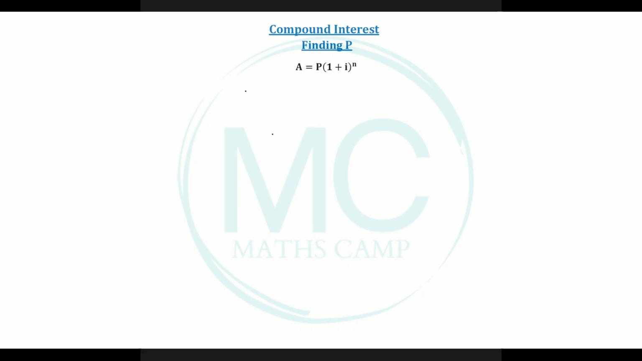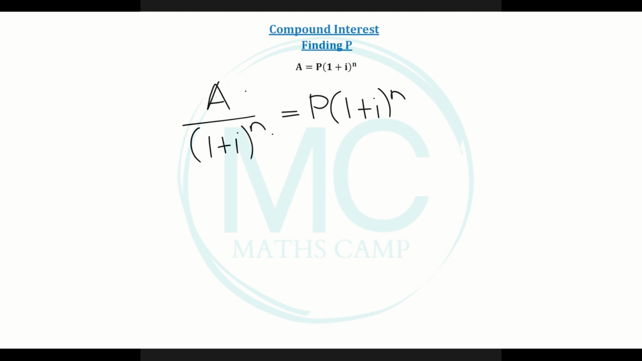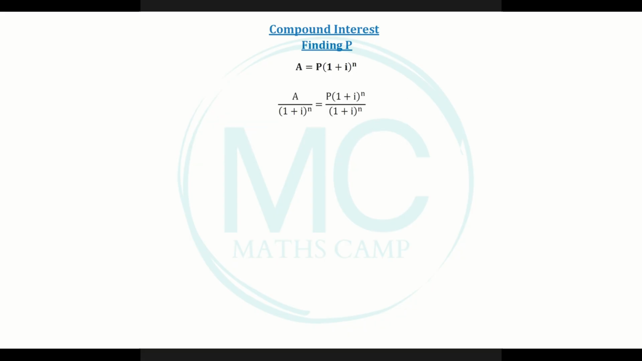To get P by itself, all we have to do is to divide both sides by the bracket with the exponent of N. So on the left, we can say A over the bracket 1 plus I to an exponent of N. On the right, we have P multiplied by the bracket 1 plus I with an exponent of N, all over the bracket 1 plus I to an exponent of N. Now on the left, we have A over 1 plus I to an exponent of N. On the right, the brackets will cancel out and we're left with P. We have now made P the subject of the formula.